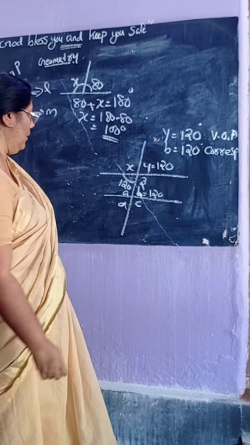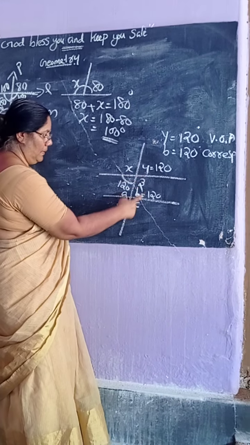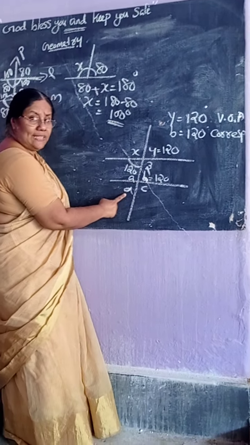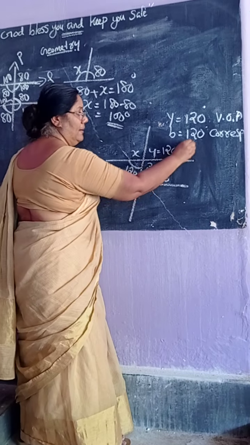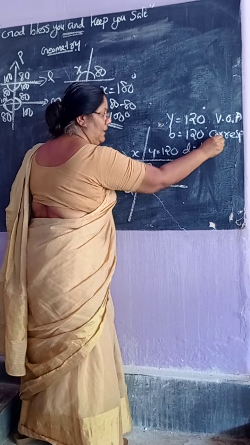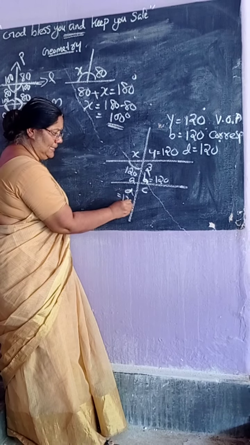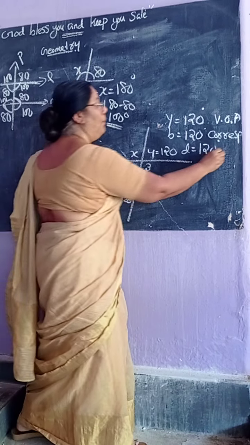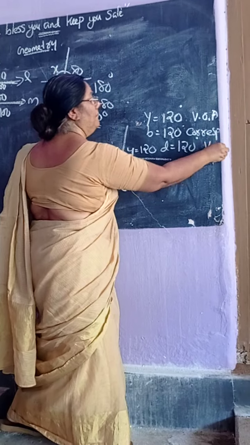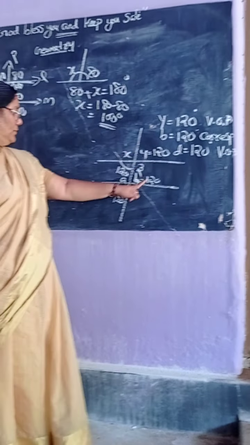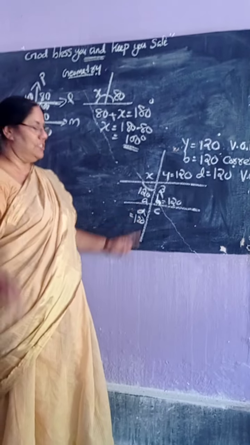What is the reason? Corresponding angle. Okay. Now, if b is 120, can you say what is this d? d is also 120. All of you look here. d is also 120. The reason is vertically opposite angle. Therefore, 3 answers are finished.